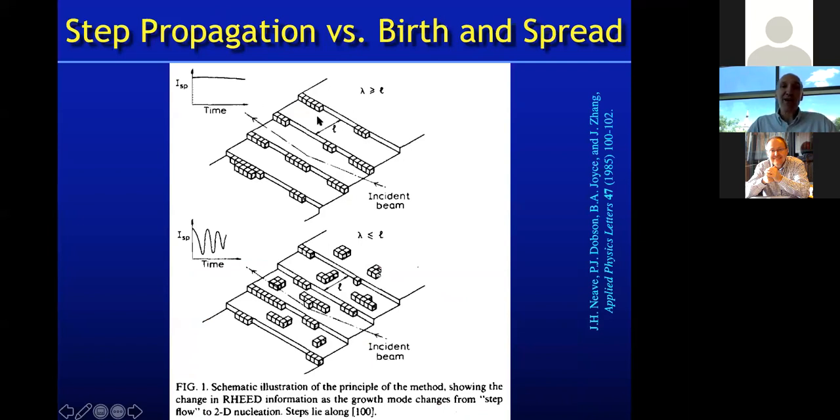If you have a constant surface density of steps, you see no change in the intensity of the scattered intensity. Whereas if you have a changing step density, like you would get if you were nucleating more step edges, say here in the middle of this terrace, then that would cause the intensity to decrease until you've filled in this terrace, then it comes back high again. Okay, so you can see that.